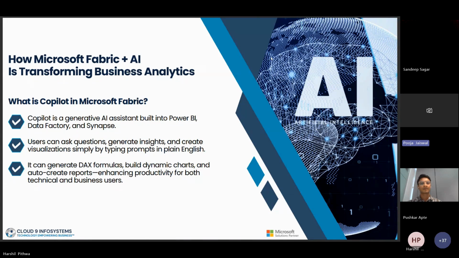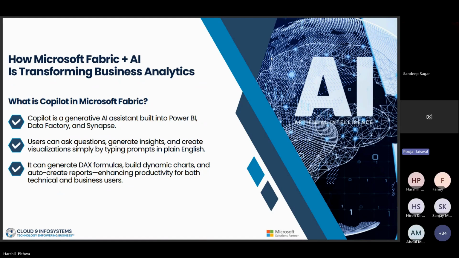Copilot is basically a generative AI assistant built into Power BI, Data Factory, and Synapse. Like we do certain research in ChatGPT, we can do the same thing here also. You can ask questions, generate insights, and create certain visuals also, just by giving a simple natural language prompt. It also helps you to create certain measures and DAX functions. So you can see how powerful Fabric is.